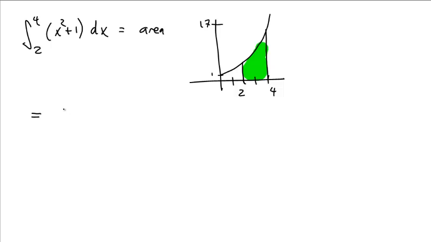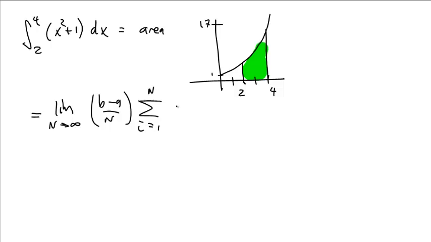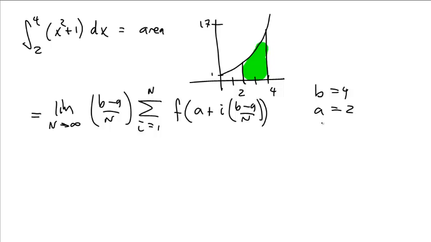We say that this is equal to, well, let's use the general formula because I want you to have this memorized. The limit as n goes to infinity of (b minus a) over n times the sum i equals 1 up to n of f of (a plus i times (b minus a) over n). That is to say, what is b? b is 4, a is 2, n is n, and f of x is x squared plus 1.